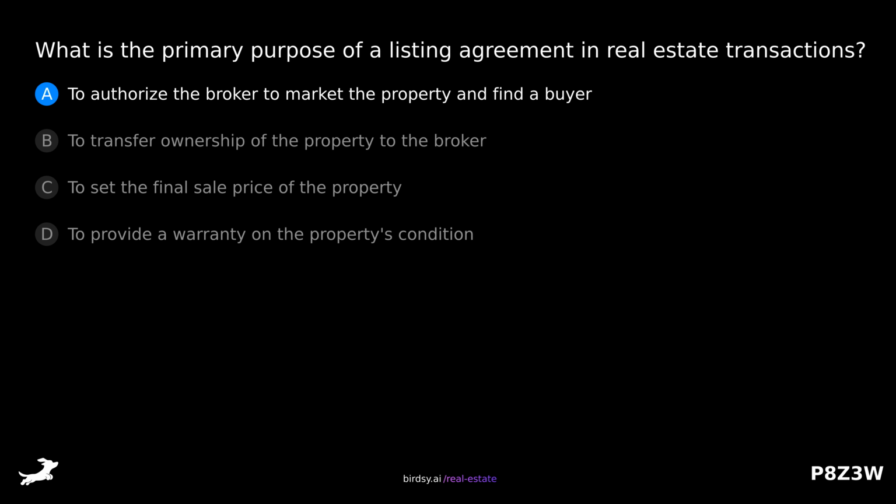Is it A, to authorize the broker to market the property and find a buyer, B, to transfer ownership of the property to the broker, C, to set the final sale price of the property, or D, to provide a warranty on the property's condition? The answer is A, to authorize the broker to market the property and find a buyer.